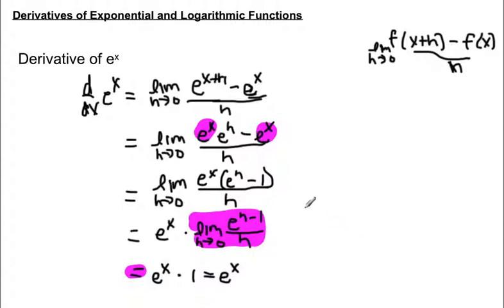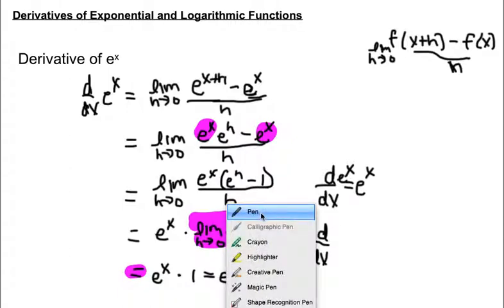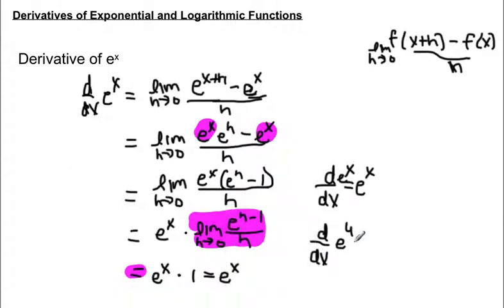So in conclusion, what we can say is that if you take the derivative of e to the x, you just get e to the x. For the sake of chain rule, if you take the derivative of e to the u, it's going to be e to the u, but chain rule says I need to take the derivative of u with respect to x, okay?